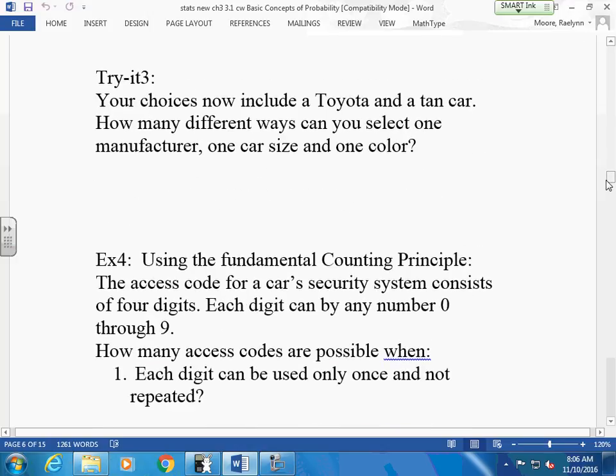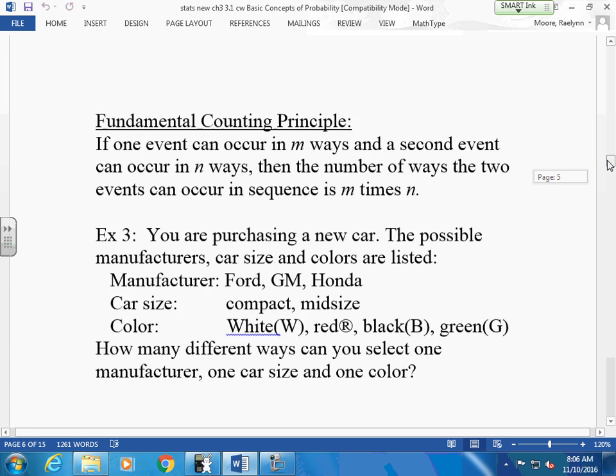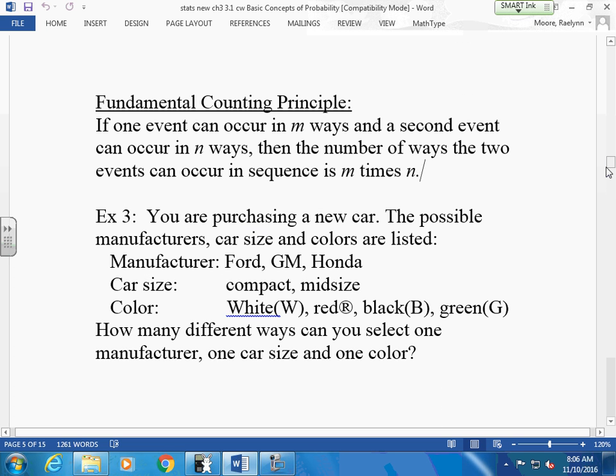Okay. So your choices now include a Toyota and a tan car. So now they added Toyota, and now they added tan. Okay. So now, how many choices do you have? 45. How many choices for your first one? 4 times 2 times 5. You got 45? 40, right?